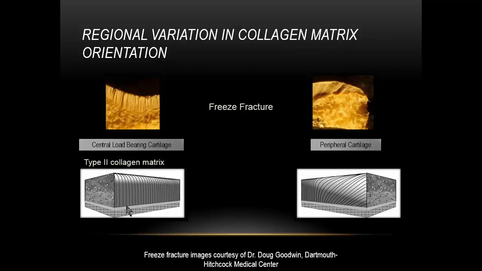If we take that same schematic, if we looked at the central portion of the weight-bearing joint, we find that this has a very large radial zone, shown here dark, where we have the oriented parallel lines, a much thinner transitional zone, quite different from the peripheral cartilage, where we have a much shorter radial zone and a much longer transitional zone where those fibers are oblique.